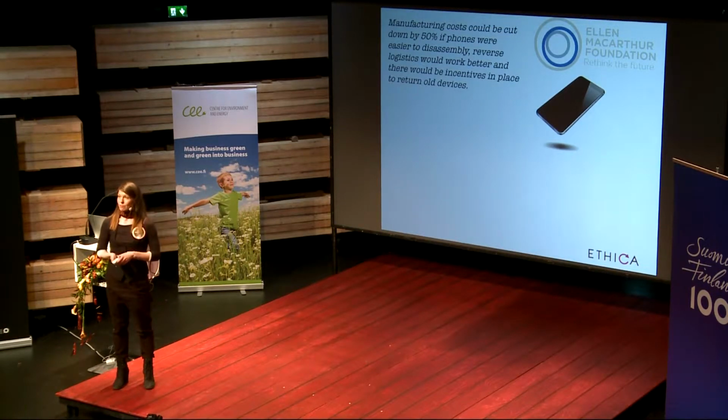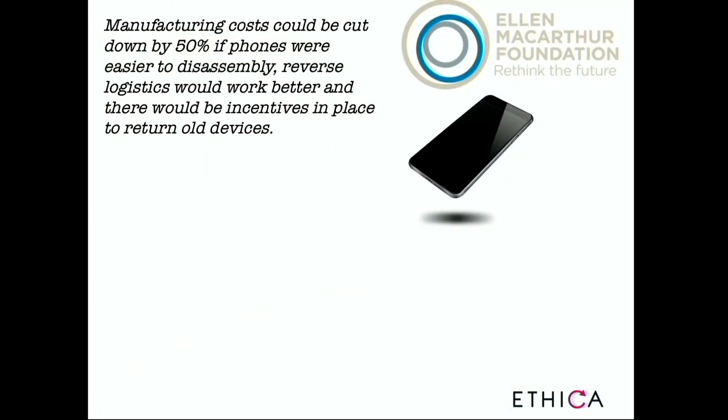We could manufacture mobile phones at half of the current price if we designed the phones in a way that they are easier to disassemble, if we design the reverse logistics in a better way, and if we design a system where there would be enough incentives to return the old device. And cutting manufacturing cost by half is, once again, quite a lot of money.